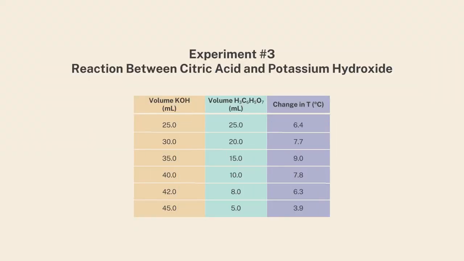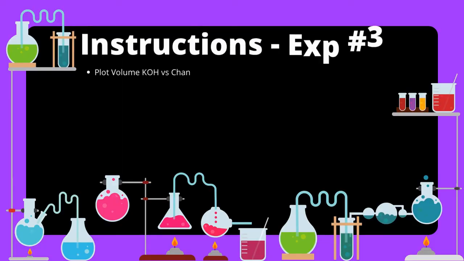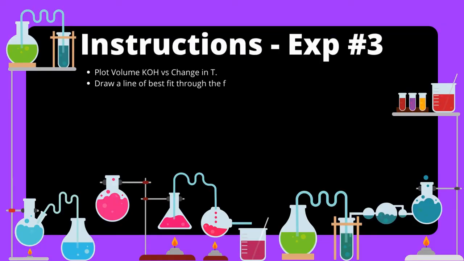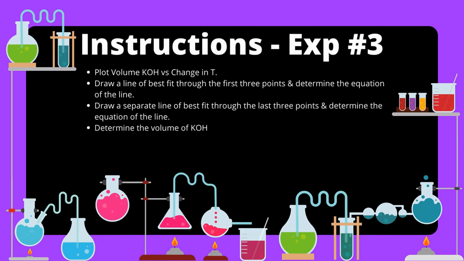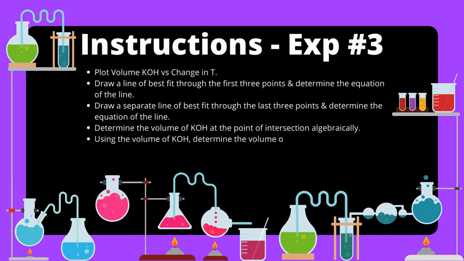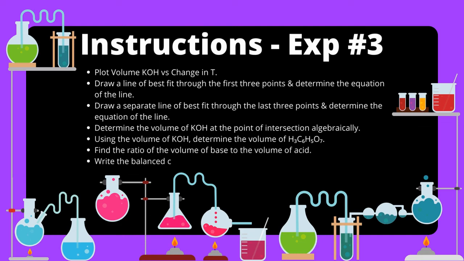For experiment 3, we've changed to using potassium hydroxide. Again, you can pause the video here and copy down this table. Plot the volume of the base versus change in temperature however you would like. Draw a line of best fit to the first 3 points and the last 3 points, and this time determine an equation for that line. Algebraically, solve the system of equations, and that point of intersection will give you the volume of potassium hydroxide. Using that volume, find the volume of the acid that will give you the maximum temperature. And once again, use the ratio of the volumes and compare that to the ratio of the moles in the balanced chemical equation.